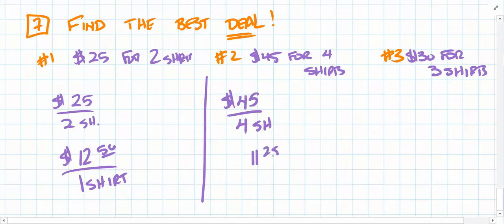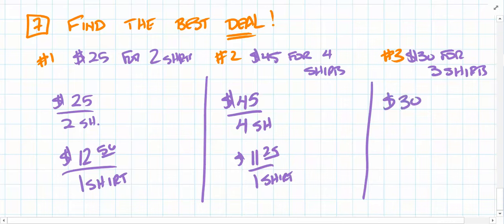Okay, and then finally, give me the option for number 3 there. What would it be? Give me a ratio. $30 for 3 shirts. Okay. And give me the unit rate. What would it be? $10 per every 1 shirt.